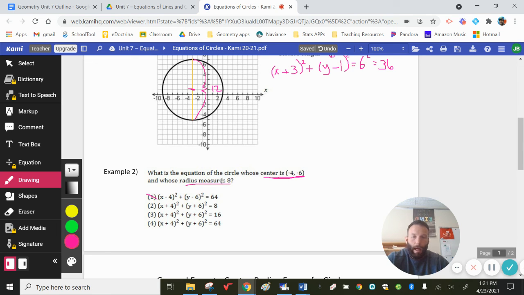Now, the last thing is I'm looking at the radius length, which is 8. Choice 2 says equals 8. That's equal to the radius, but I don't want my equation equal to the radius. I want my equation to be equal to the radius squared. That's 8 squared, not 8 times 2, but 8 squared is 64. So the answer to this should be choice 4. That is the equation for a circle whose center is -4, -6, and the radius length is 8.